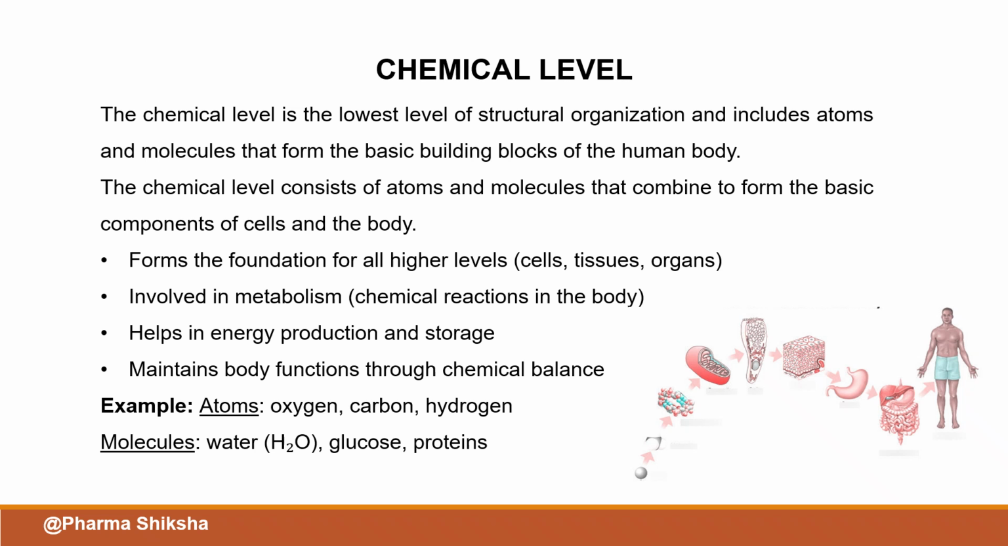And maintaining the body functions through the chemical balance, so everything will be balanced in our body, and the chemical level is the basic level and very necessary for the rest of organ development. Examples include atoms like oxygen, carbon, hydrogen present in our human body. And molecules means combinations; here we can see hydrogen and oxygen combined form water, and glucose and proteins are molecules. So the chemical level is the basic or the lowest level of organization, and without chemical level there will be no other organization.